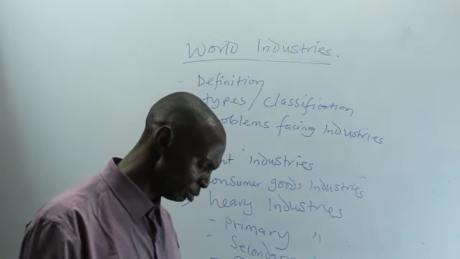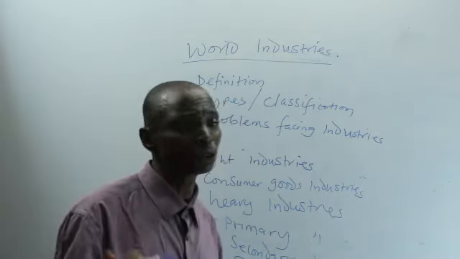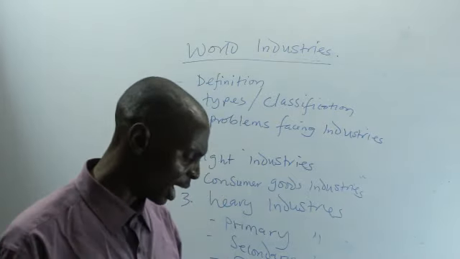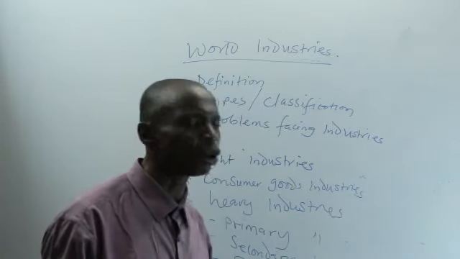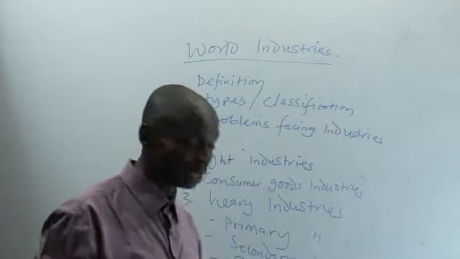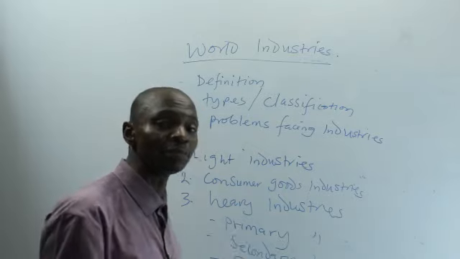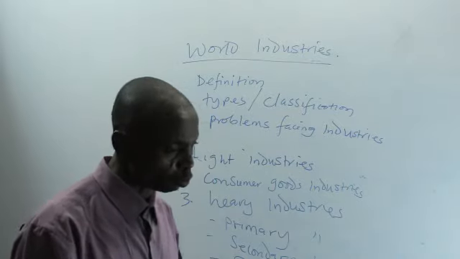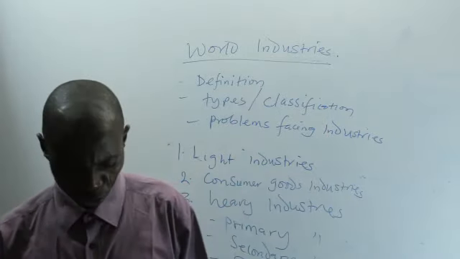Now, let's look at some of the problems. Another one is insufficient or inadequate capital. We talk about shortage of raw materials and inadequate manpower and poor quality. All these are the problems militating against industrial development, either in Africa or in Nigeria. They are the same. The problems are the same anywhere except in developed country where their industry has developed to an extent that they can stand on their own.